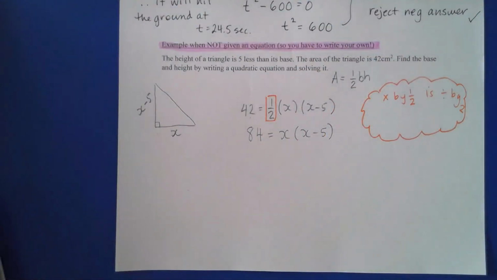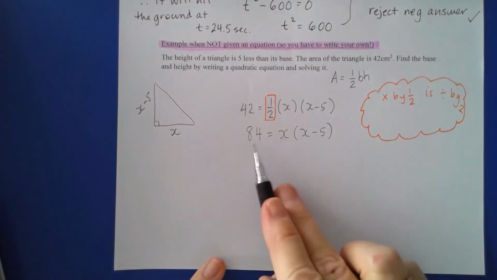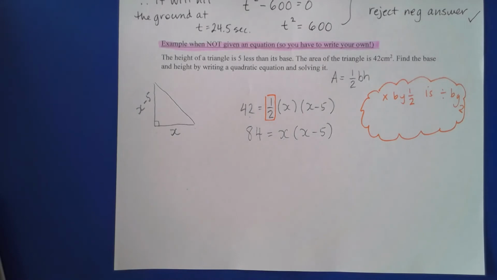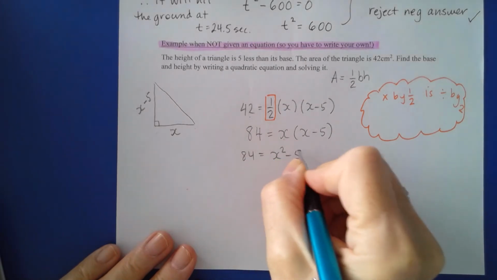All right, here we go. What do I do next? I've got that sitting there now. Do I set each part equal to 84? It's been done. It's wrong. What do you want to do? You said it. Expand. Nice. 84 equals x squared minus 5x. Now what?